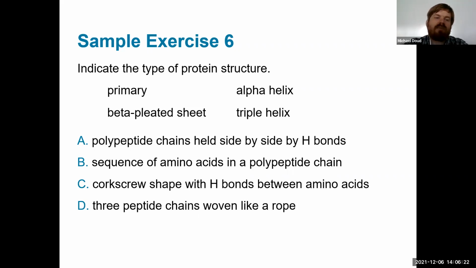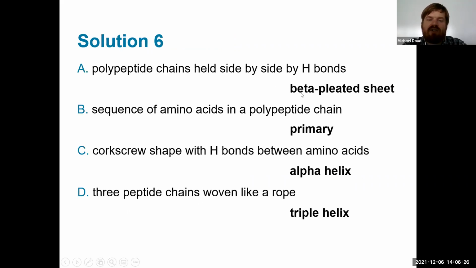Okay, let's take a look here. Polypeptide chains that are held side by side by hydrogen bonds. Well, that sounds like a beta pleated sheet, where these chains are stacked one on top of another in a sheet form. The sequence of amino acids in a polypeptide chain, that's the definition of a primary structure. A corkscrew shape that has hydrogen bonds between amino acids, that's an alpha helix. And then finally, 3 peptide chains woven like a rope, that is a triple helix.